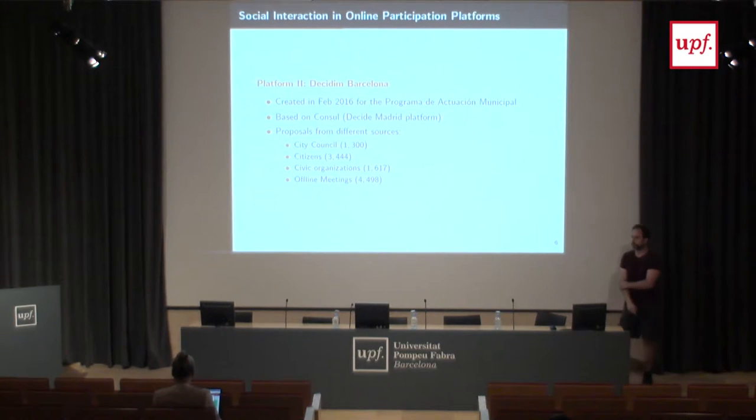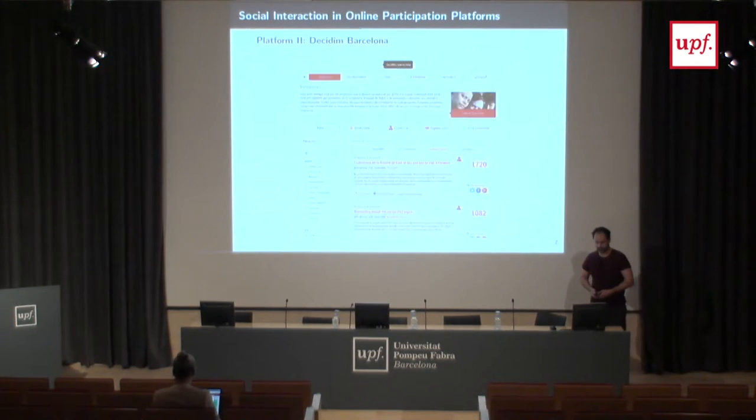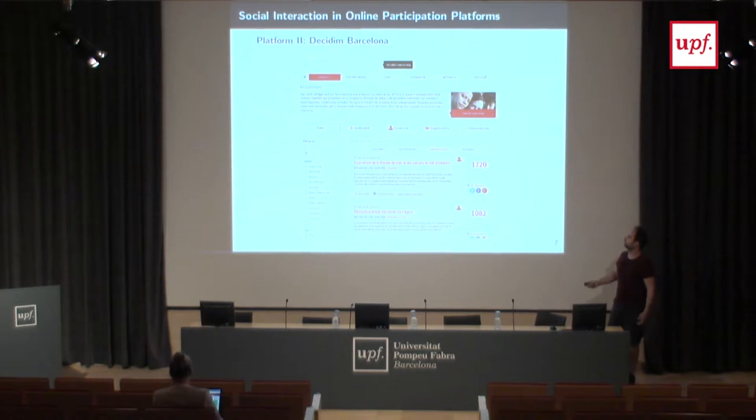On the other hand, Decidim Barcelona, which is more recent, was created in February 2016. It is actually based on the same source code, so it's a fork from the same repository, but the group is different; it's here in Barcelona. They have different types of proposals: not only citizen proposals, but also proposals from the city council and from civil organizations. There are some periodic regular meetings, and they add proposals to that. This is an example of the platform with some proposals and the number of supports. The mechanism is very similar in both.